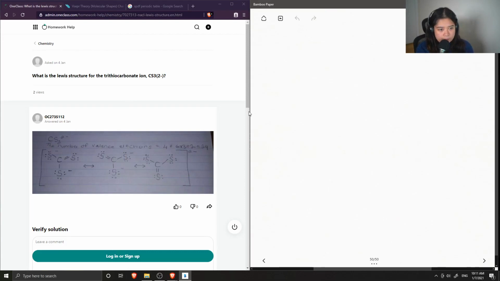Okay, so question number three. What is the Lewis structure for trithiocarbonate ion? So this is CS3 2 minus. So first, let's find the total number of valence electrons in the molecule.